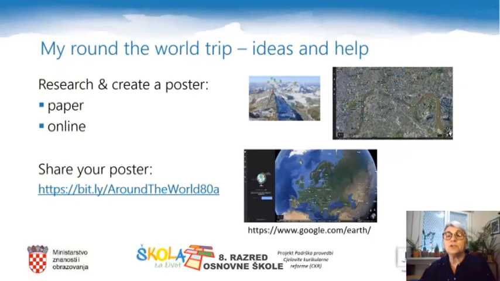The third picture, the one to the right, is how you see London, for example. And the smallest picture is the picture of some mountains. So whatever you decide is quite all right. A paper poster, an online poster, equally nice.